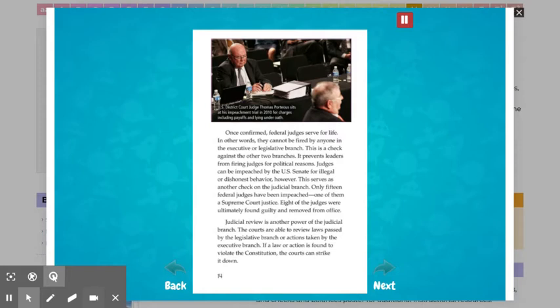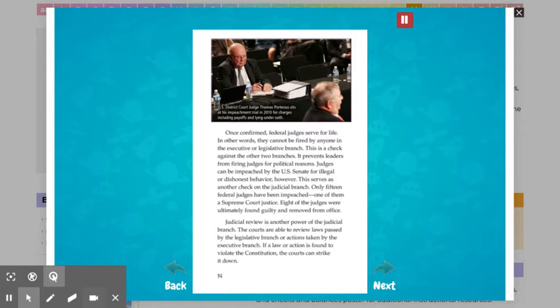Once confirmed, federal judges serve for life. In other words, they cannot be fired by anyone in the executive or legislative branch. This is a check against the other two branches. It prevents leaders from firing judges for political reasons. Judges can be impeached by the U.S. Senate for illegal or dishonest behavior, however. This serves as another check on the judicial branch. Only 15 federal judges have been impeached, one of them a Supreme Court justice. 8 of the judges were ultimately found guilty and removed from office.